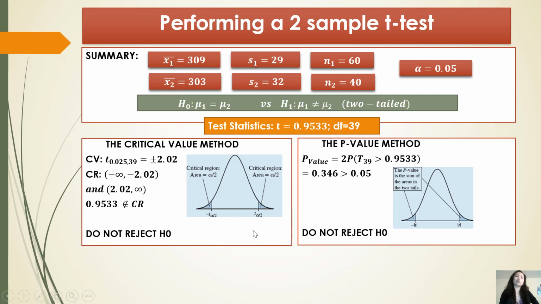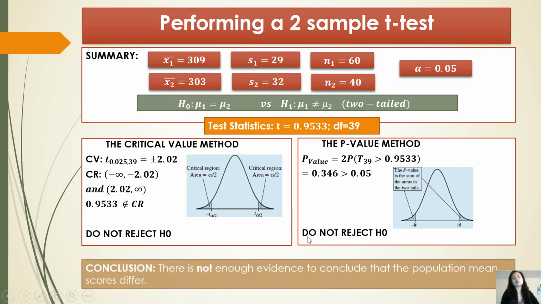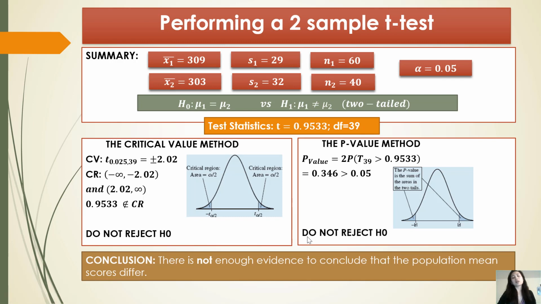And by comparing these two methods, you see that no matter which method you use, you should have the same decision. In conclusion, there is not enough evidence to conclude that the population mean scores differ. Or we can say there is insufficient evidence to conclude that the population mean scores differ.